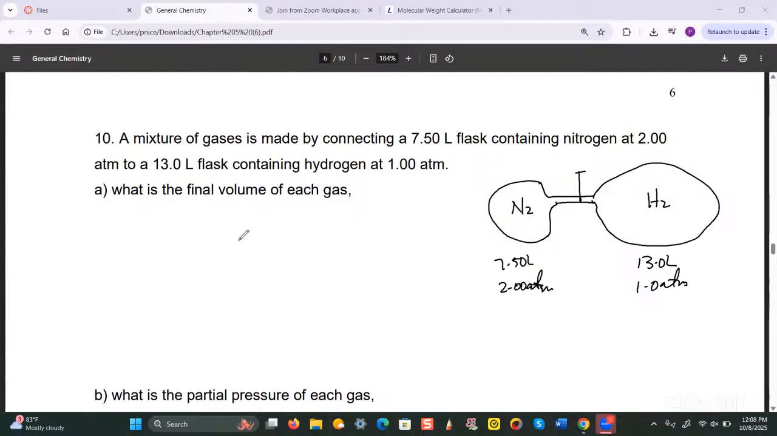So the question is asking in part A, what is the final volume of each flask? Basically what that means is that you're going to open up the stopcock here. Whoops, sorry. So basically all the gases will flow throughout the entire container.